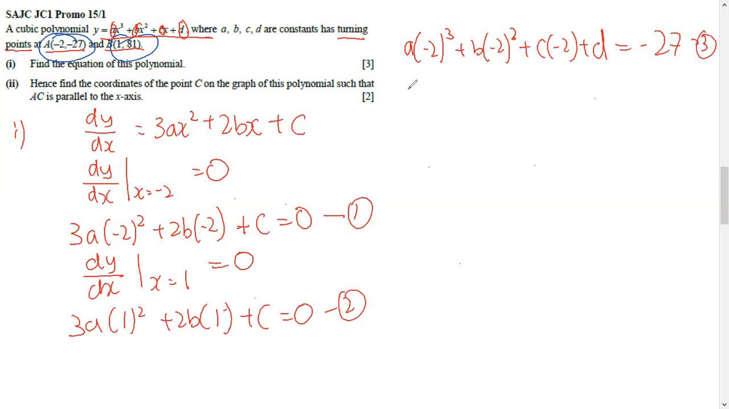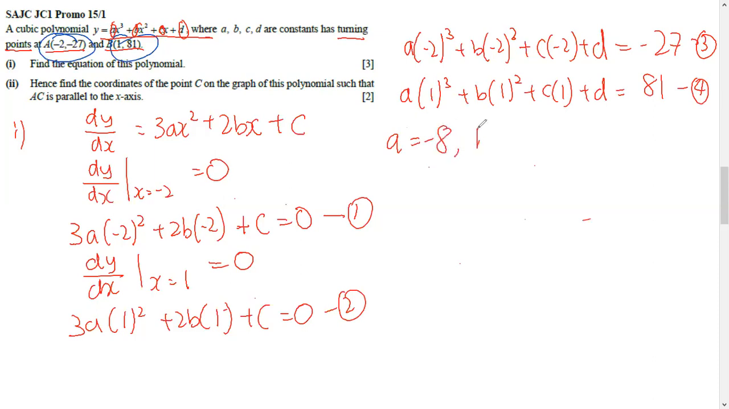Followed by the last one, which is a times 1 cubed plus b times 1 squared plus c times 1 plus d will give you 81. This will be my 4th equation. Once you have these 4 equations, very simple. You can just press your GC, since it's 4 equations, 4 unknowns. The GC will give you the answer straight away: a is minus 8, b is minus 12, c is 48, and d is 53.